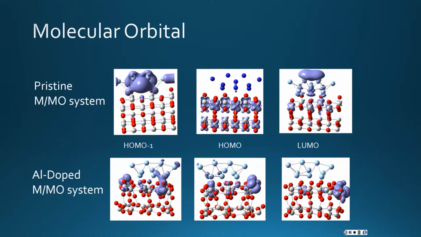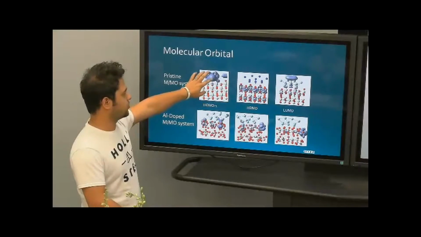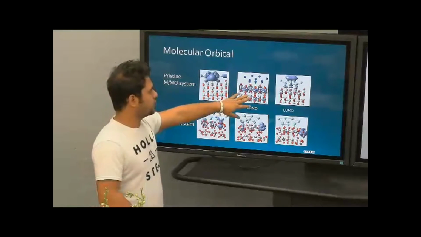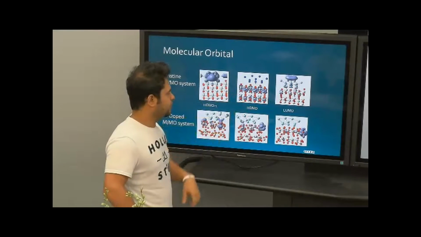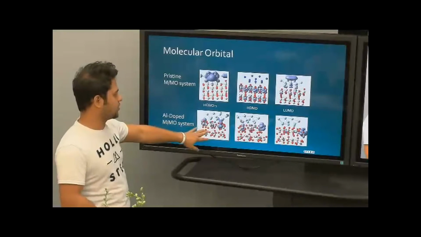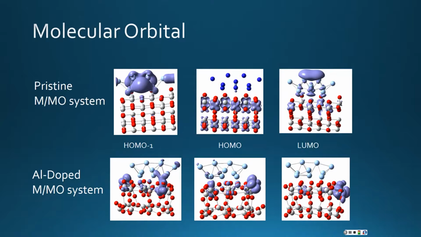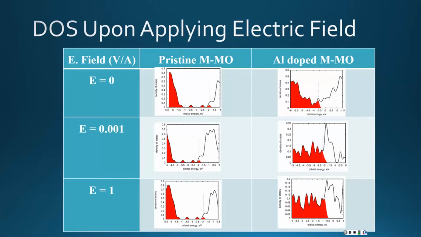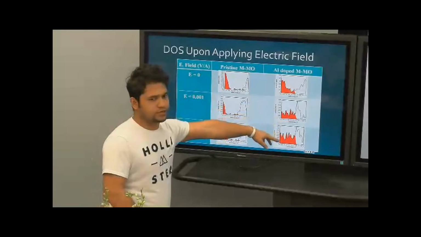This is just an orbital plot of these two previous systems, as shown in the previous slide. The electron is almost entirely localized on the metal part. In the LUMO it is the metal part with the oxide layer, but in the case of the doped system, the electron is localized on the metal part also. And this is some other presentation of the previous slide.